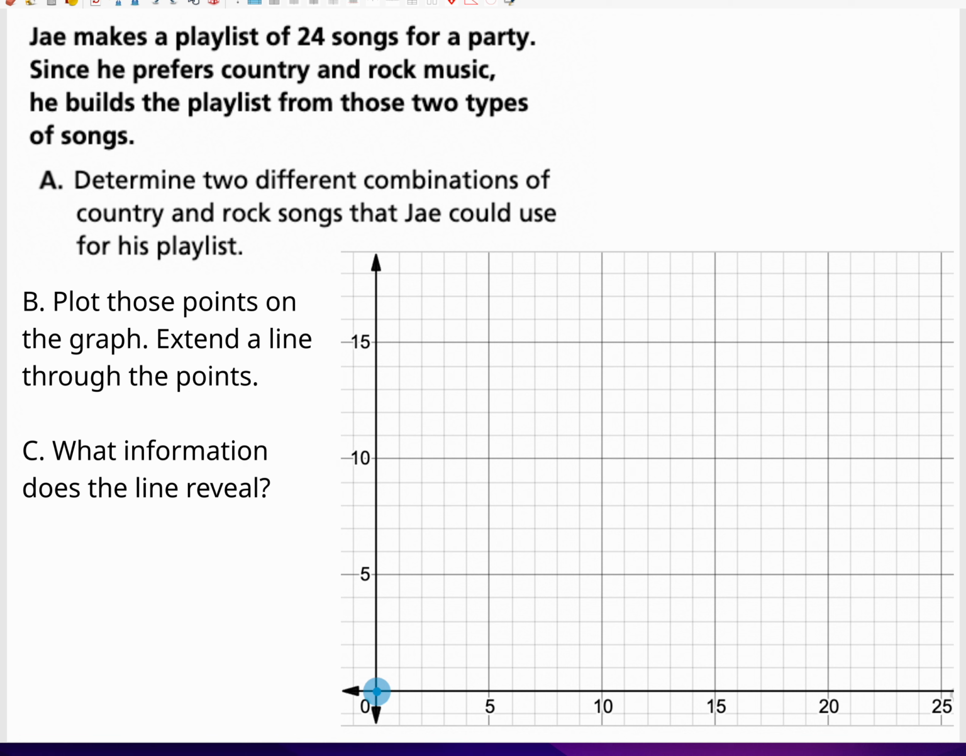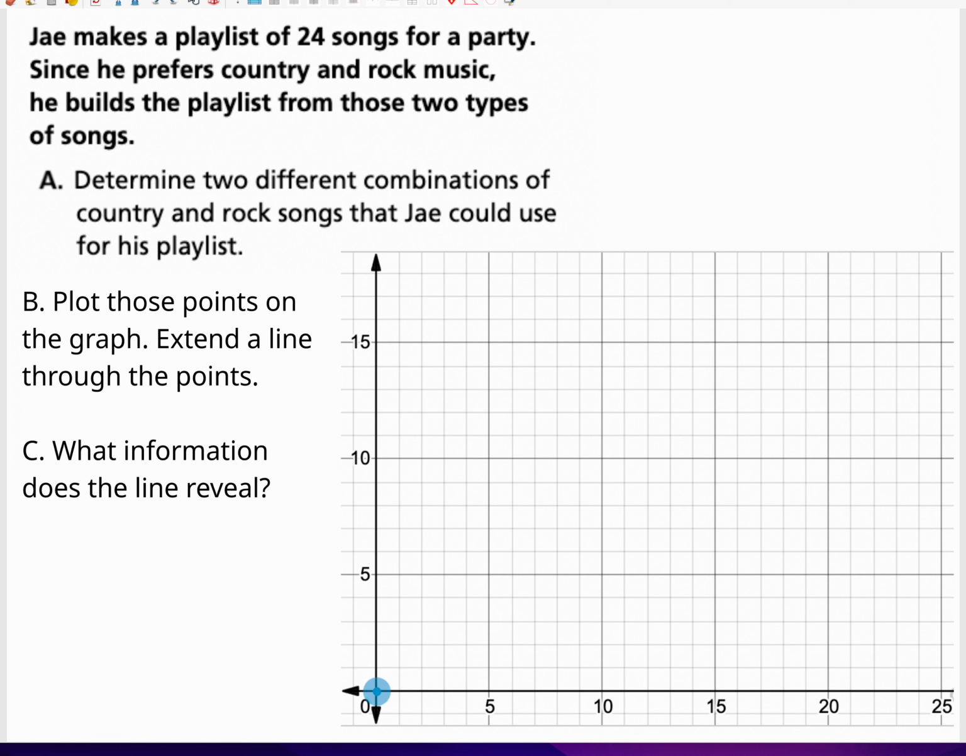Jay makes a playlist of 24 songs for a party, but he prefers country and rock music. So he builds the playlist from those 2 types of songs. Determine 2 different combinations of country and rock songs that Jay could use for his playlist. So if he's going to have a playlist of 24 songs and he's going to make them all either rock or country, what combination of rock and country songs could he have? Levi? 1 rock and 23 country. He could do 1 rock and 23 country.